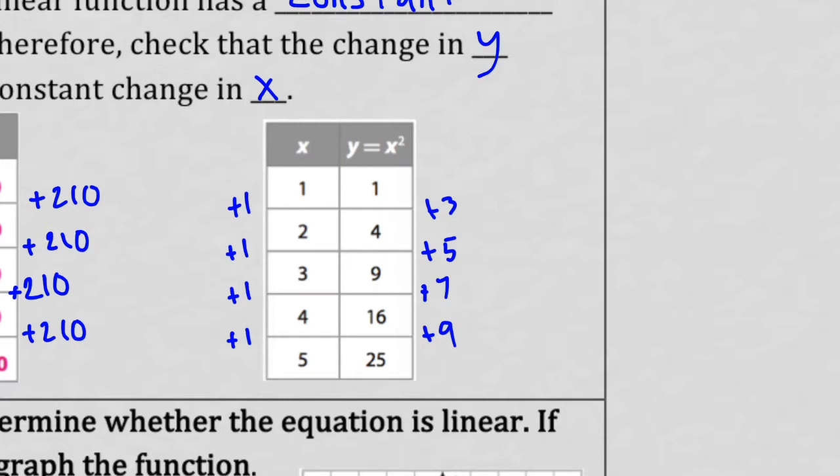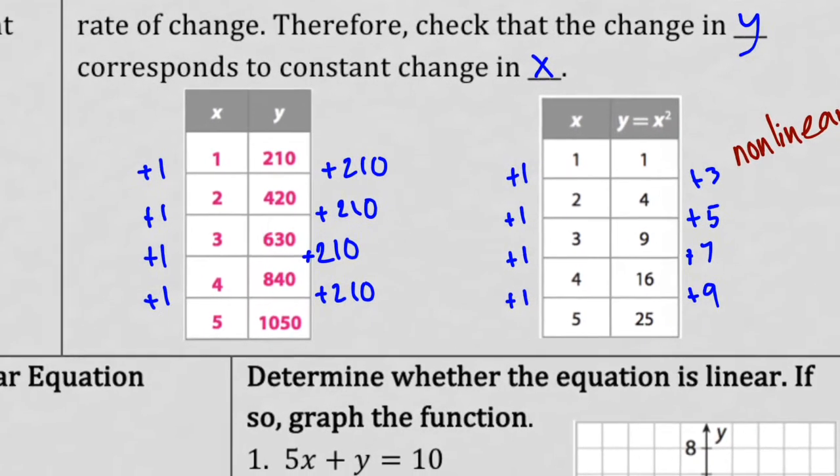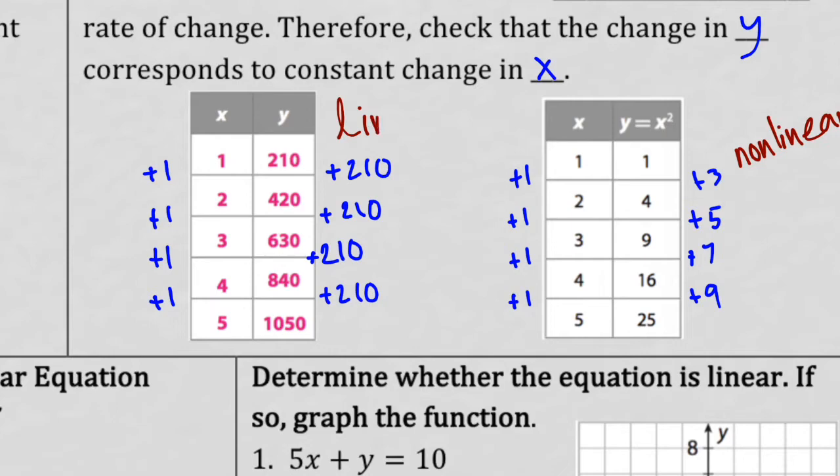So you can see here, the change in the x's is constant, but the change in the y's is not constant. 3, 5, 7, 9. It did not change by the same value every time. This one is non-linear. We call it non-linear. Where this one is linear.